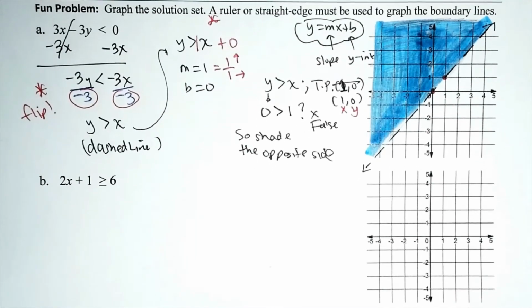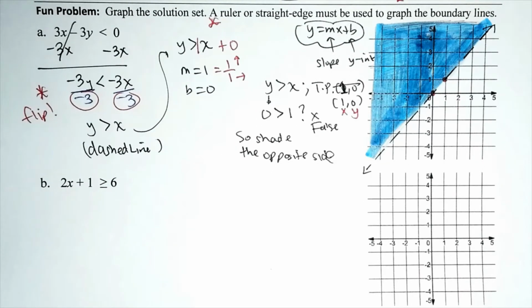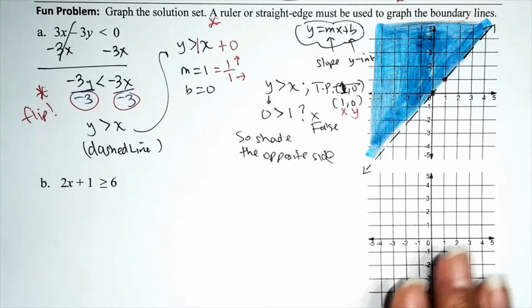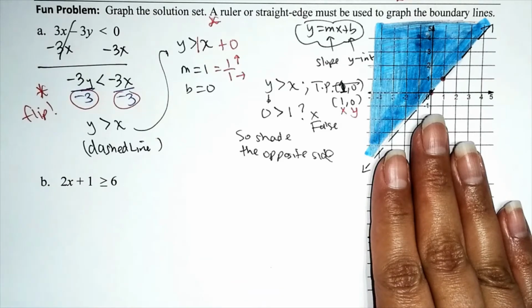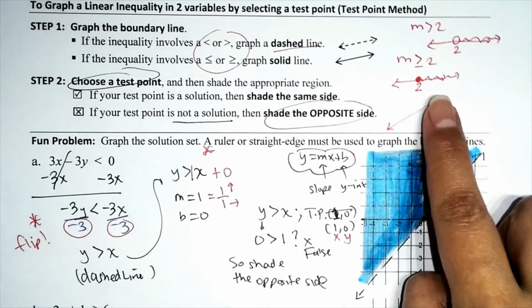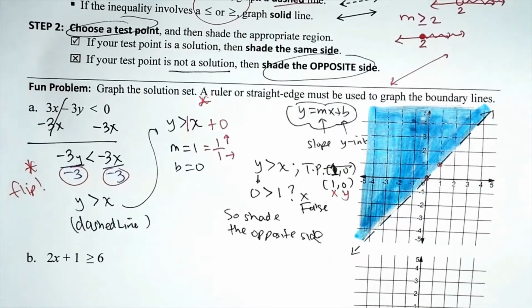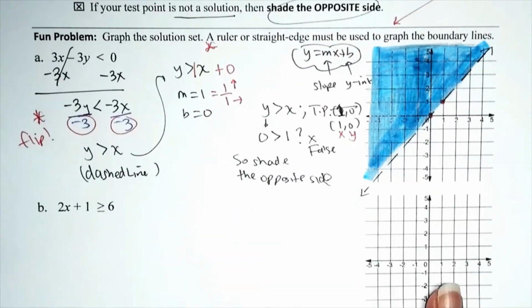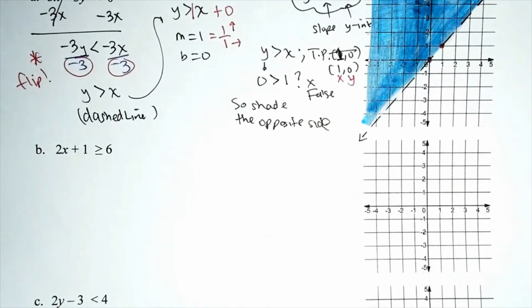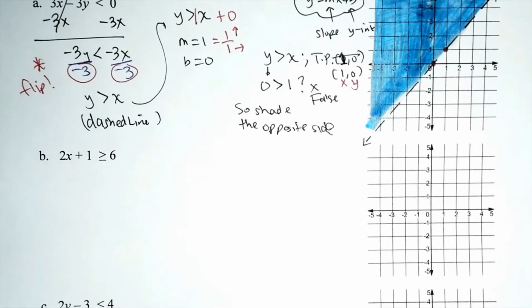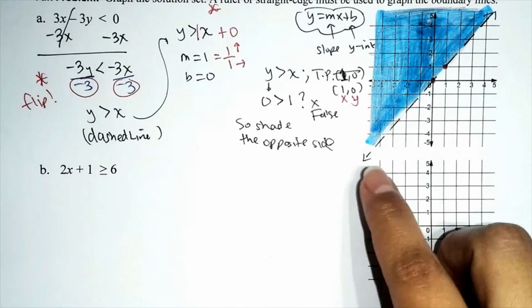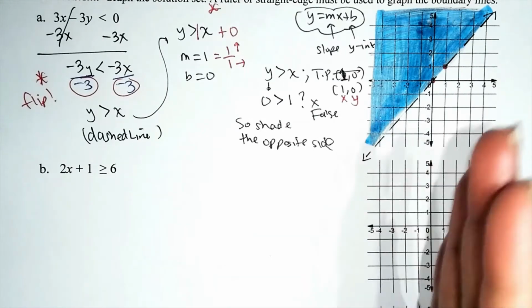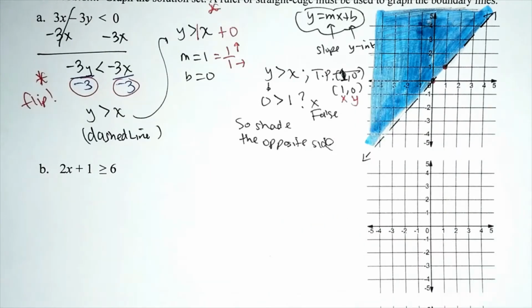Okay, problem B. So we want to graph 2x plus 1 is greater than or equal to 6. If I didn't have this graph area, then I would be like, okay, that's an inequality in one variable. Let's go ahead and graph it on the real number line. But in this case, because graph paper is provided, I guess we graph the results on the XY plane. So unlike problem A, we don't have both X and Y variables, so the boundary line is not going to be slanted. It's either going to be a vertical or horizontal.